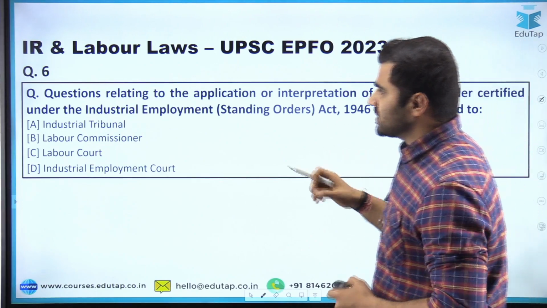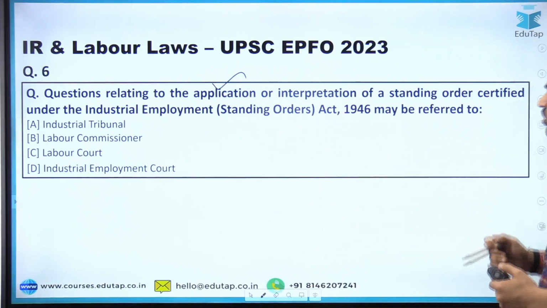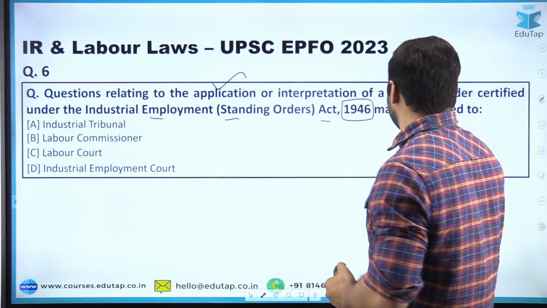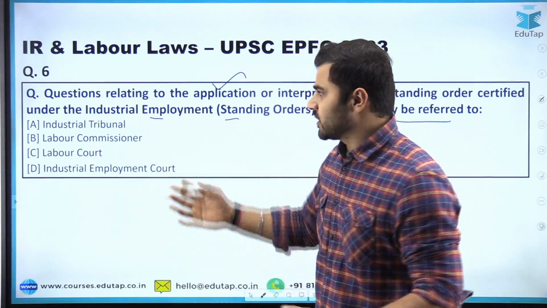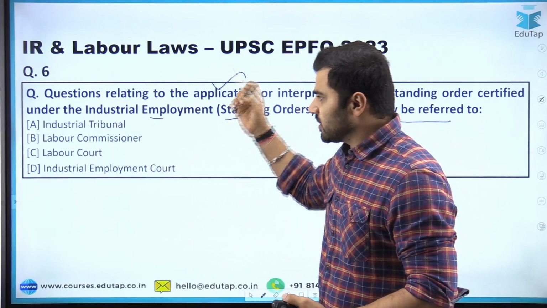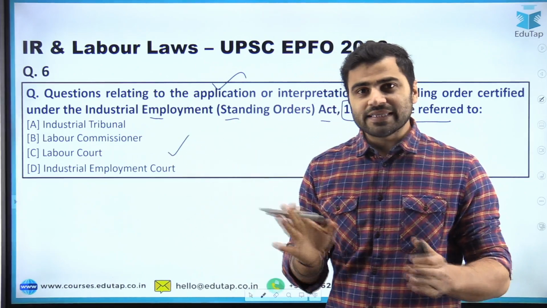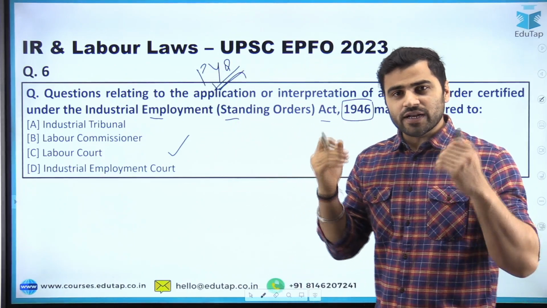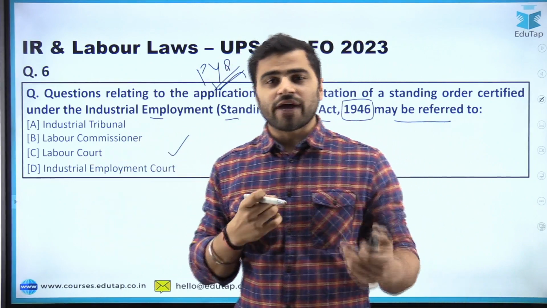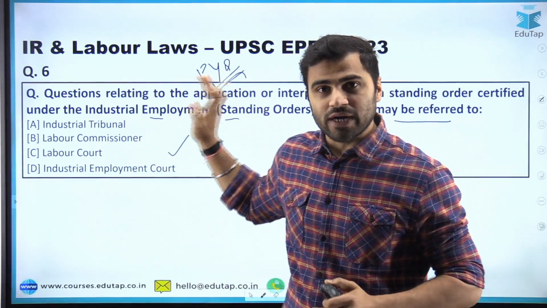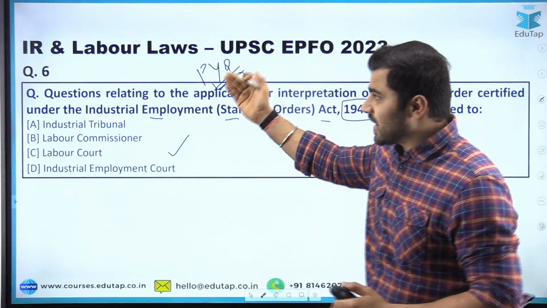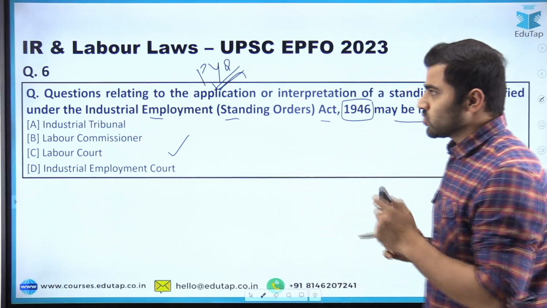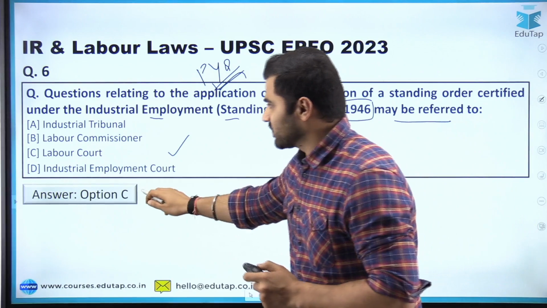Question number 6. Questions relating to the application or interpretation of a standing order certified under the Industrial Employment Standing Orders Act 1946 may be referred to which of the following authority? Options are Industrial Tribunal, Labor Commissioner, Labor Court, or Industrial Employment Court. Again, this is a PYQ, previous year question, right? You can see if you are referring to any act, what kind of knowledge you need to have in that particular legislation in order to attempt the question asked in the examination, right? These are the questions which are framed from the legislation, right? So this is how you need to approach any legislation. The right answer of this question is option number C, that is Labor Court.